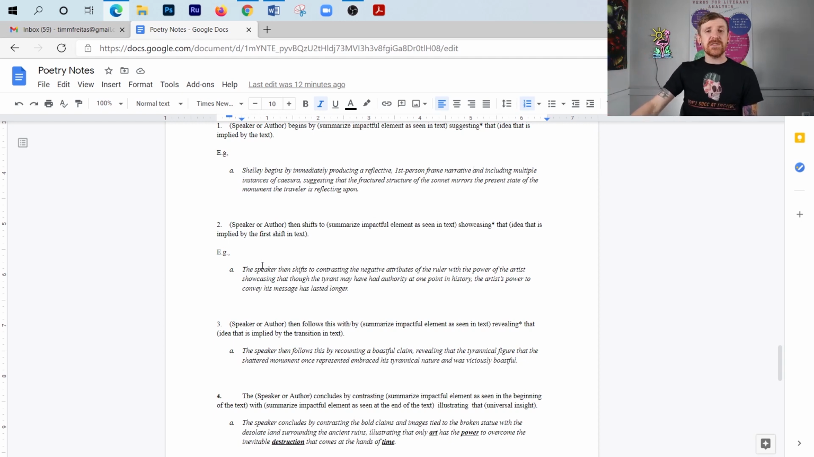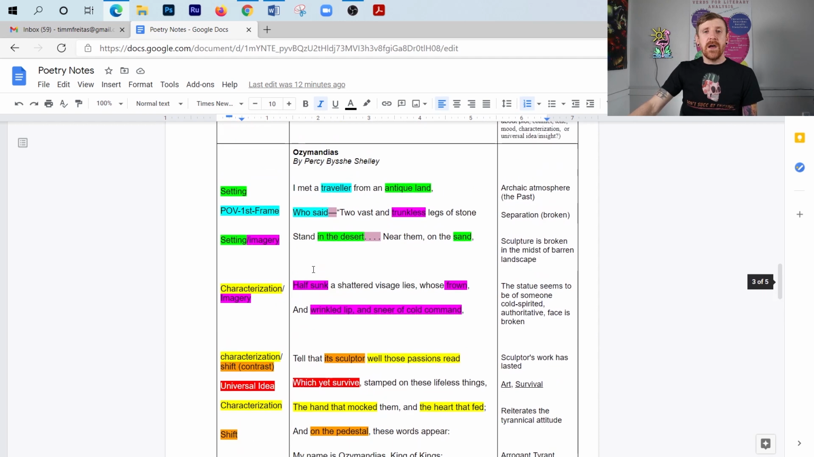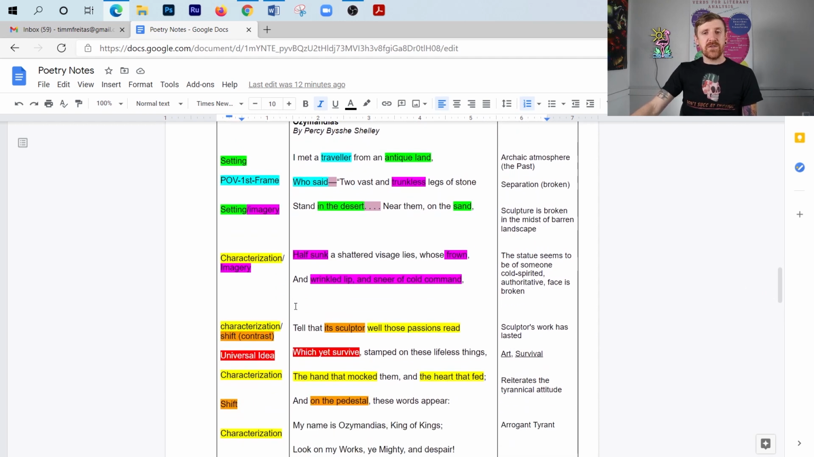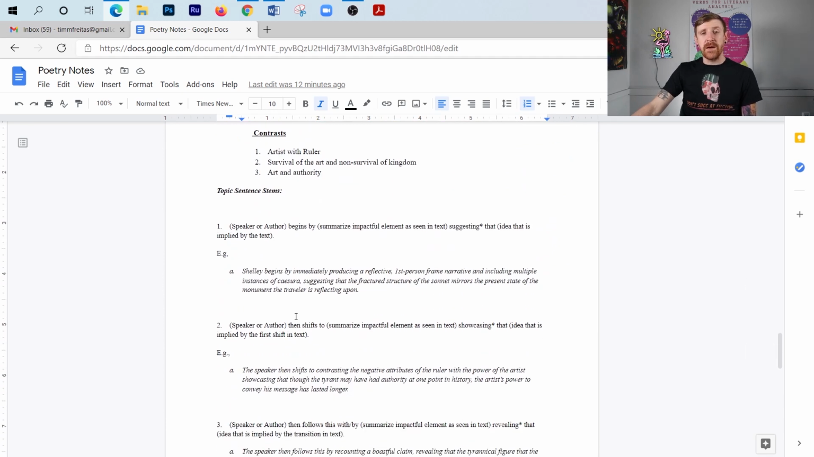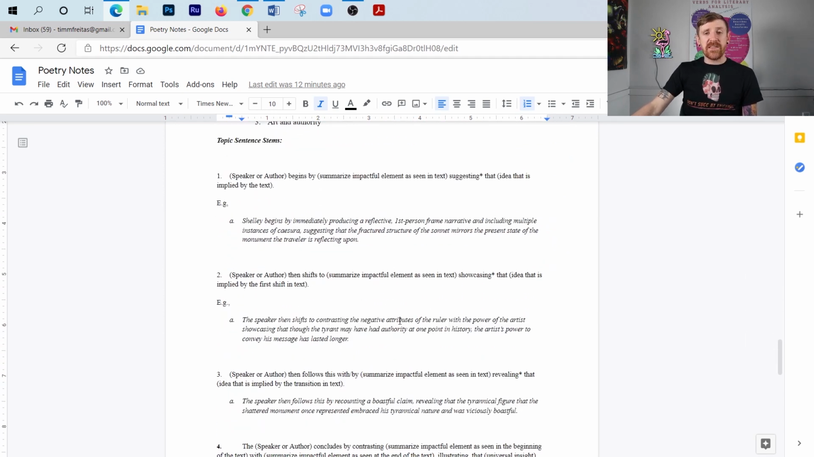So topic sentence 2 says, the speaker then shifts to, and all I did was look at the contrast that I saw in the middle here, and I'm like, okay, I'm going to talk about that. And I'm going to fill this in. So I said, contrasting the negative attributes of the ruler with the power of the artist, showcasing, and what was my understanding there? Showcasing that though the tyrant may have had authority at one point in history, the artist's power to convey his message has lasted longer.